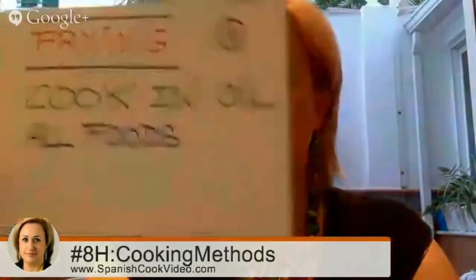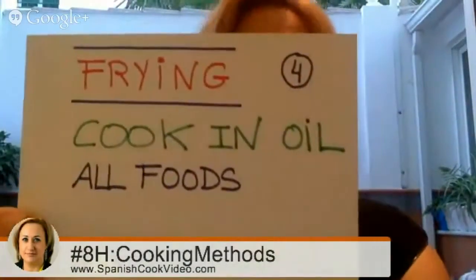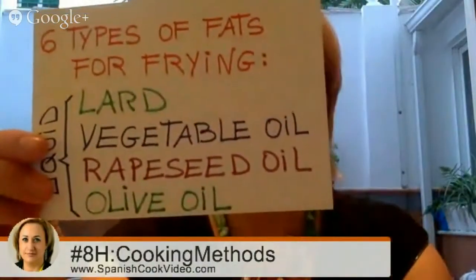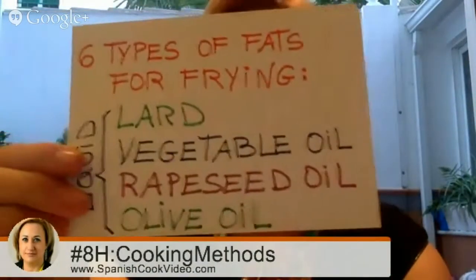Frying is the cooking of food in oil or another fat, including lard, vegetable oil, rapeseed oil, olive oil. Here in Spain, we are going to be using most of the time olive oil, and also for some frying rapeseed oil, sunflower, for example. I will check the exact word. You know, in Spanish, I'm Mediterranean, and that's the best I can give to you.